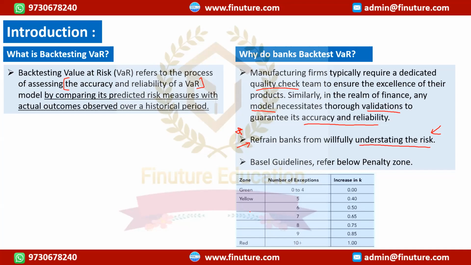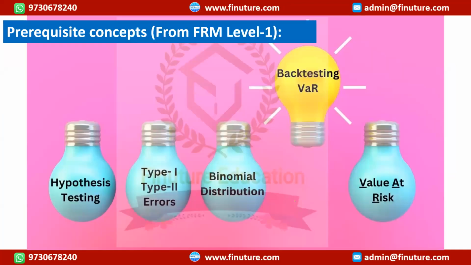So in our question, we were asked that if Basel were to plan to change it from 4 to 3, what is the probability of having a type 2 error? That's what we were asked. So let's see. As we saw, these are the prerequisites from your Level 1. You need to know hypothesis testing, type 1 and type 2 error.